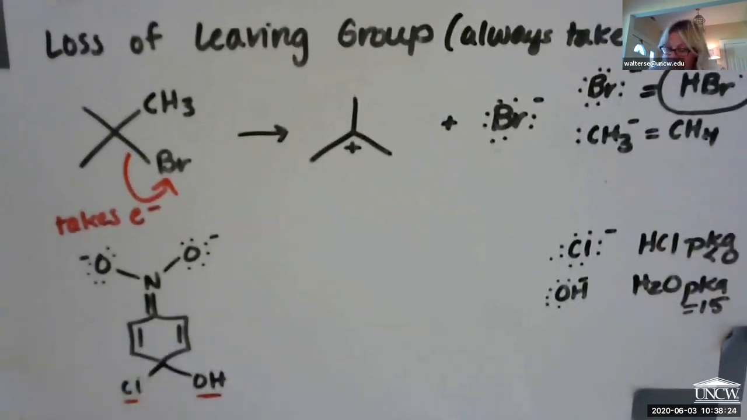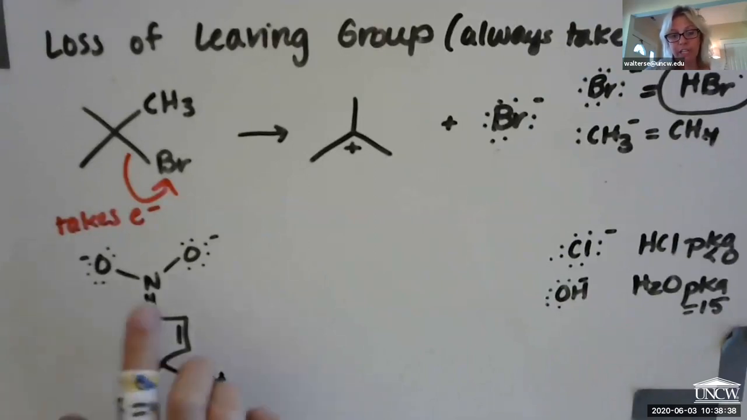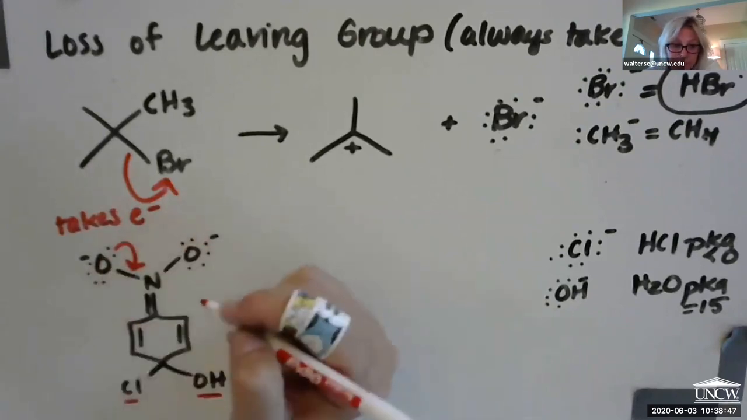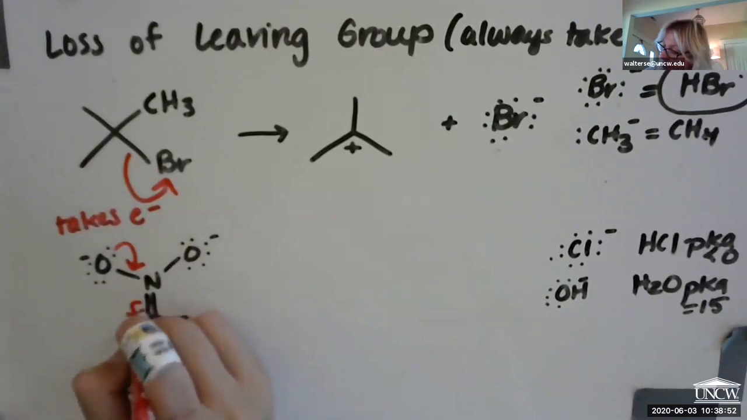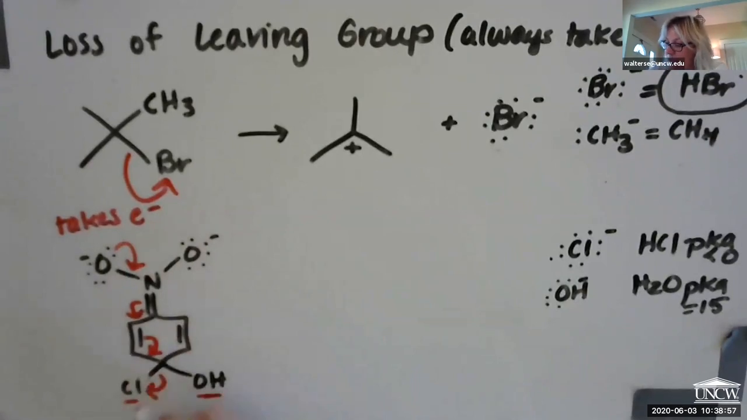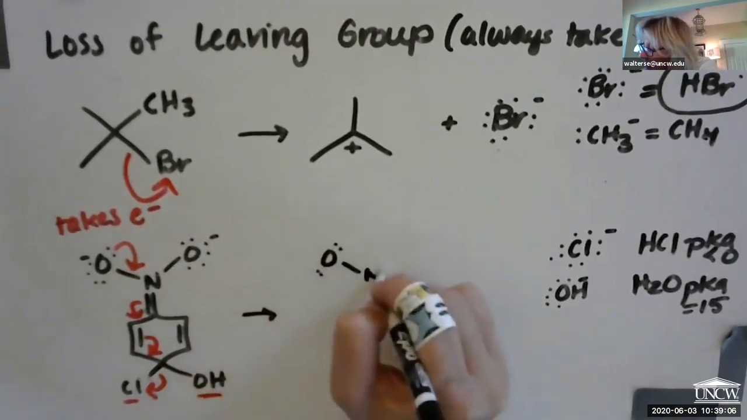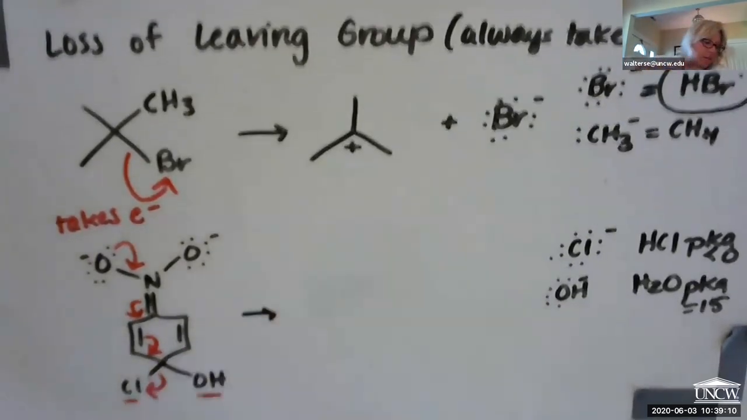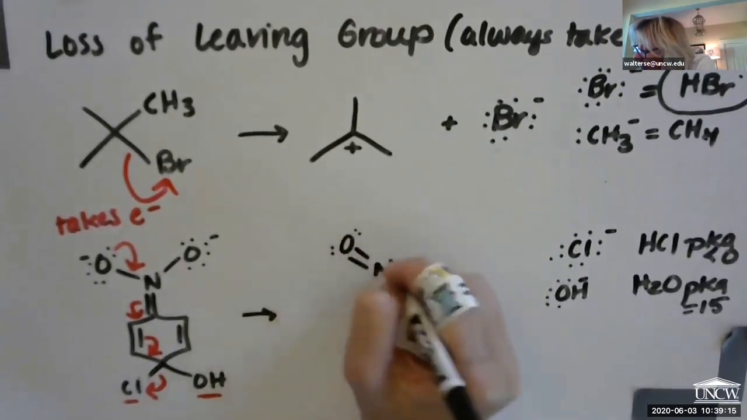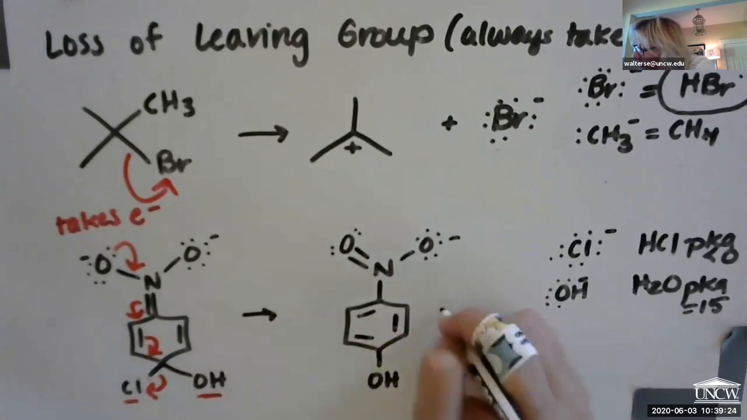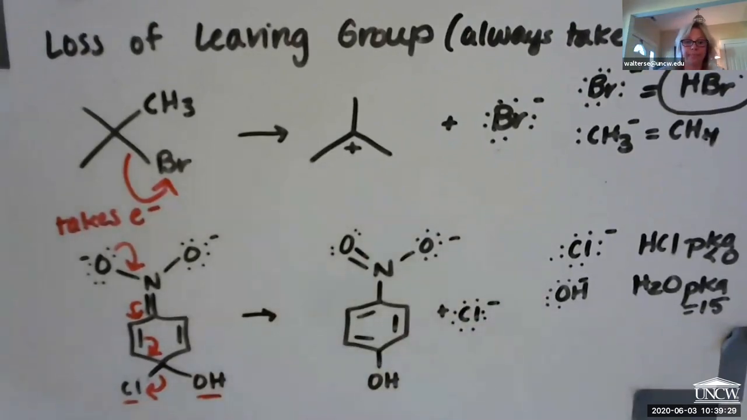Now you can either break the chloride off and then allow the electrons to reorganize to manage that carbocation charge, or you can move the electrons first and push the leaving group off. That's sort of the way I view it. These electrons would come down, pi bond to pi bond, pi bond to pi bond, and kick off the chloride. What you would end up making then is this, as two separate species.